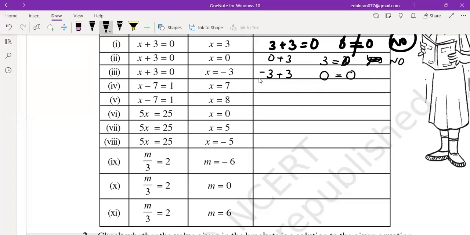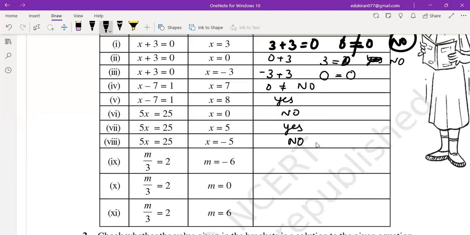Ma'am, it's actually a little bit confusing. No, I am looking here. Okay, 7 minus 7 will be 0, so it is not equal, right? So it will be no. 8 minus 7 is 1, so this is yes. Then over here, if you multiply with 0, it will become 0, so no. Here, 5 times 5 is 25, so yes. Here, it will be minus 25 and it is 25, so no.